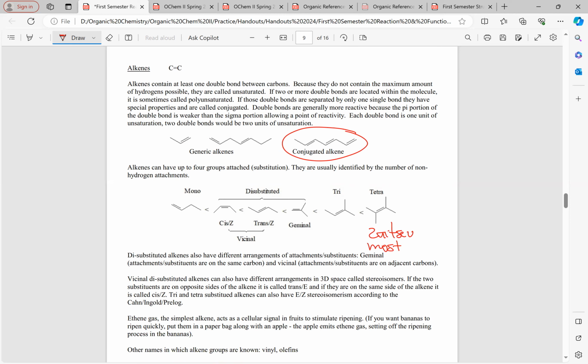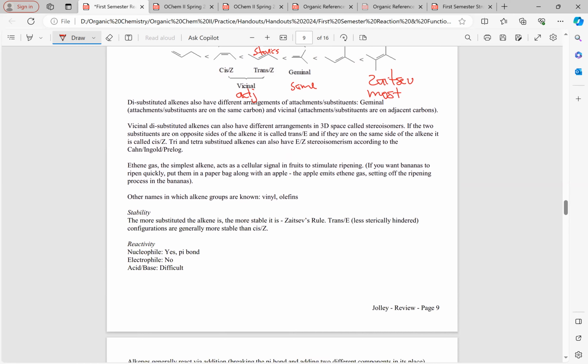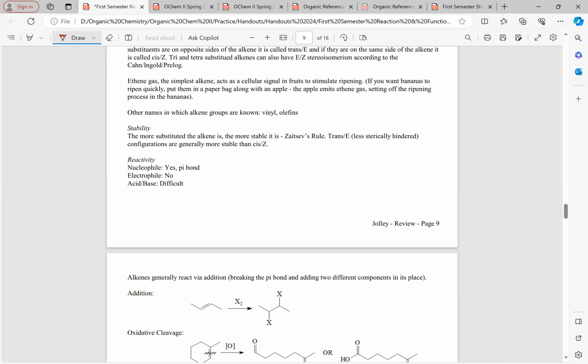But when you're in the di-substituted realm, remember if they're adjacent, it's called vicinal. And if they're on the same carbon, it's called geminal. And because of sterics, trans is better than cis. And then just overall, the geminal is usually more stable. Okay, so there's just a nice rule of thumb. All right, stability based on Zaitsev's rule.